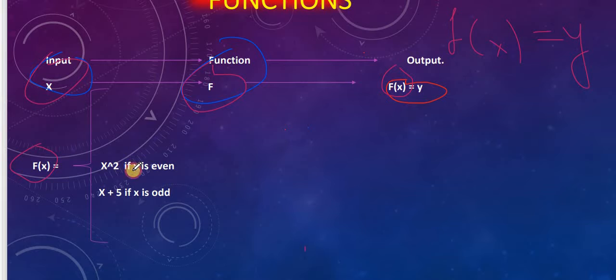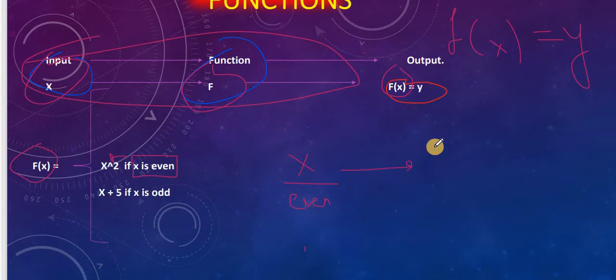So what I have defined is, if x is even, so if my input is an even number, then my output will be x square. So let's understand through this process. Here my x is what? Even. So if my input is even, then it will go into the function f of x, correct? So the even number goes in, and what does it produce? x square. So this is my f of x or y.